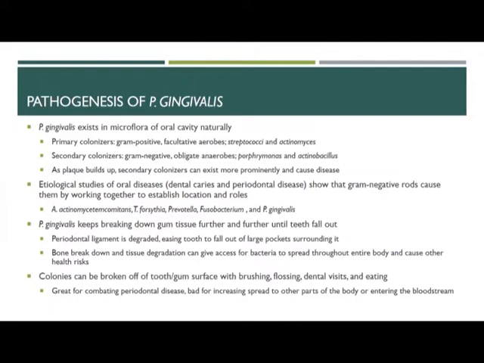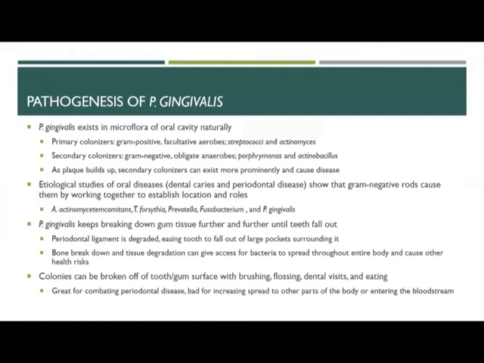So etiologically, studies of oral diseases, dental caries and periodontal disease, and a dental caries is like a cavity, they show that these gram-negative rods cause damage and disease by working together. So I listed just a couple examples of things that cause these diseases, these gram-negative rods, and that's going to be Actinobacillus actinomycetemcomitans, Forsythia, Prevotella, Fusobacterium, and P. gingivalis. So P. gingivalis doesn't act alone in creating periodontal disease, but it is the most prevalent and the most disease-causing. So these other bacteria work with P. gingivalis to help it kind of dominate and then cause disease.